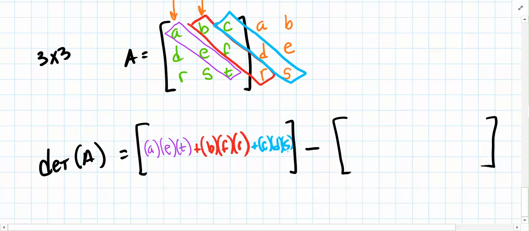For the subtracting, we go in the opposite direction. We start down at R, and we go up this way: R, E, C. So that's in my bold purple. So minus R, E, C.